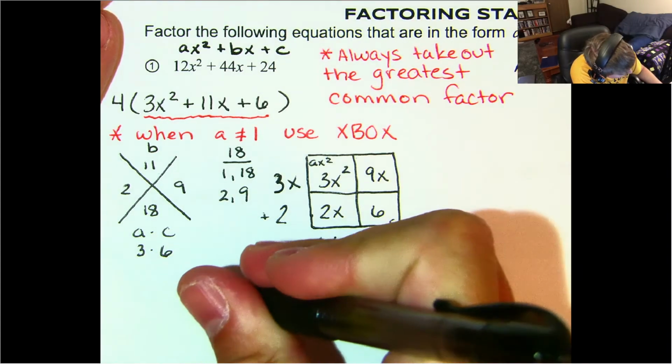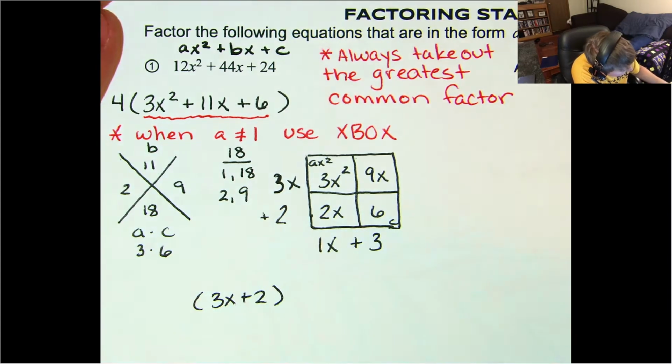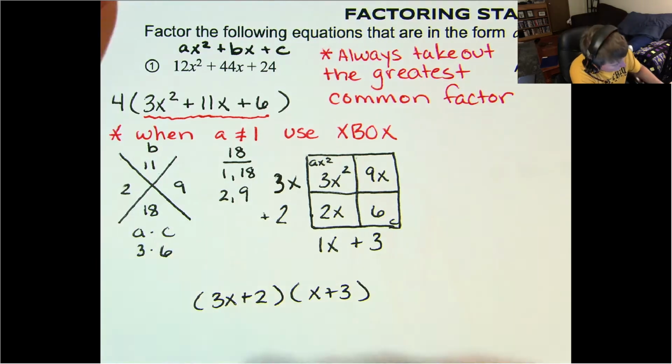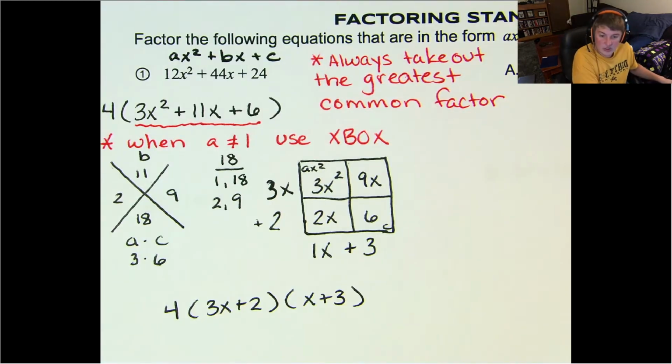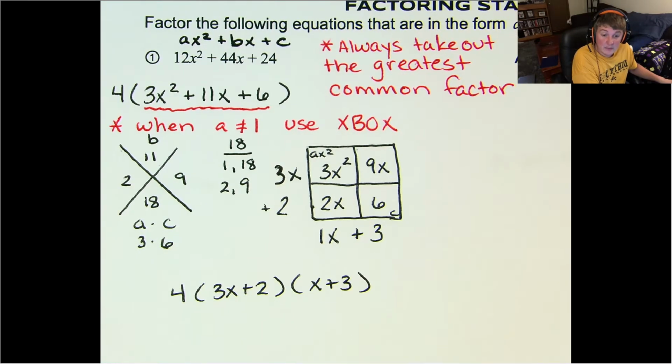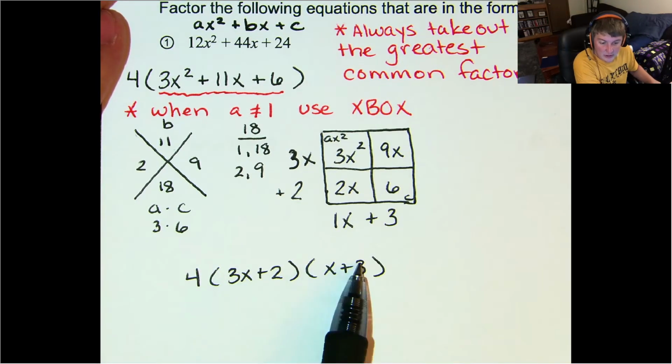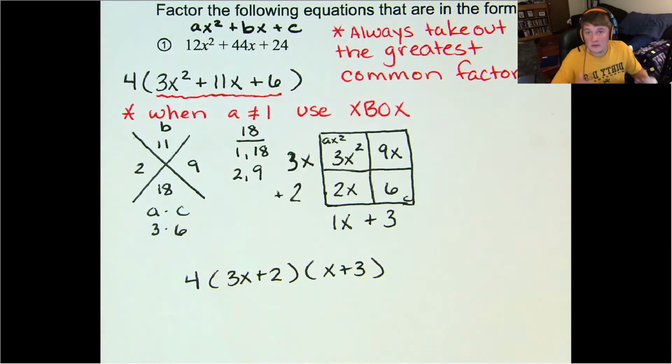So now I have 3x plus 2 and x plus 3, but what we cannot forget about is this original 4 that we have here. So 12x squared plus 44x plus 24 factors all the way into 3x plus 2 times x plus 3. One thing I should elaborate upon here is that this statement here and this statement here are mathematically the exact same. They have the exact same meaning and value.